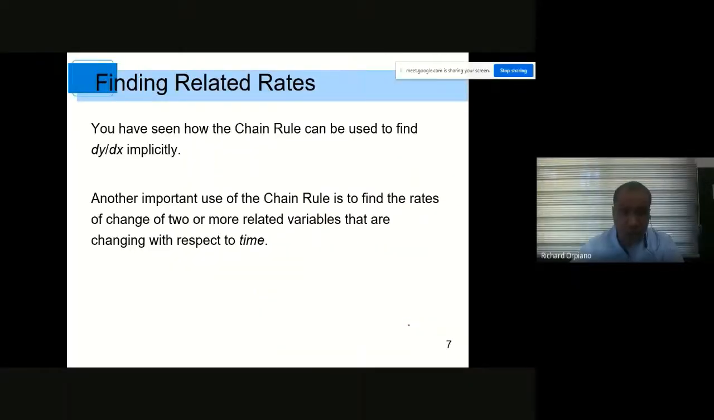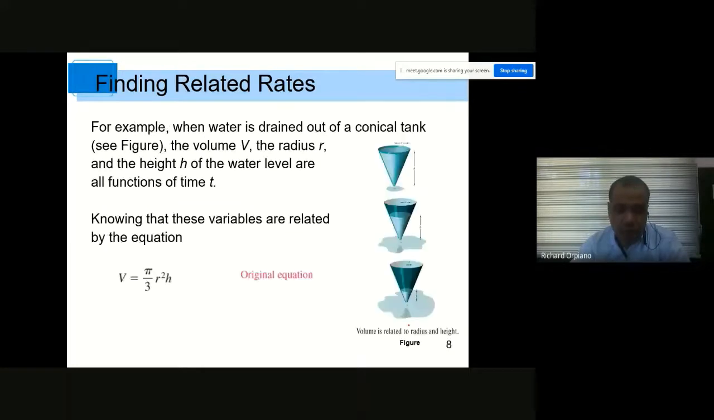Equation. So you have seen how the chain rule can be used to find dy dx implicitly. Another important use of the chain rule is to find the rates of change of two or more related variables. This time, we have different variables, and we will take their differentiation with respect to t or time. Okay, so example. When water is drained out of a conical tank, based on the figure, the volume V, the radius R, and the height H of the water level are all functions of time.